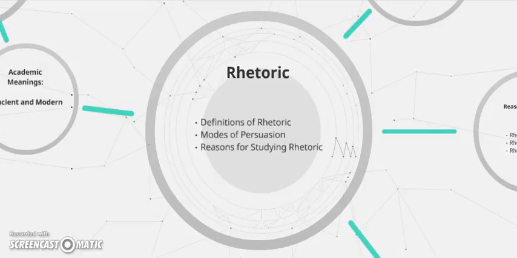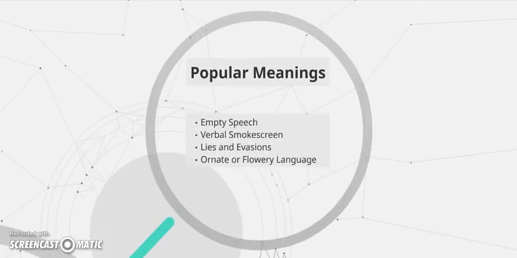More specifically, let's begin with how rhetoric is often used in the popular media, or how it's conceptualized in the popular imagination. There, rhetoric is often seen as a negative thing, a bad thing, such as empty speech, a verbal smokescreen, just a bunch of verbiage a politician throws up to conceal or distract from more nefarious activities or thoughts. Or it's seen as lies and evasions, or ornate or flowery language. Rhetoric can be any one of these things.